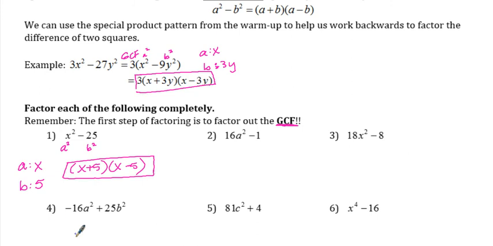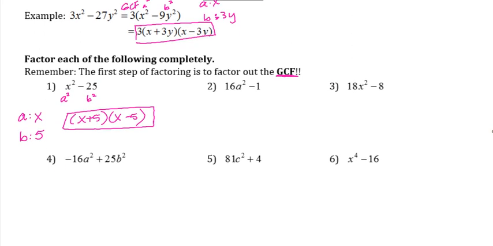If we look at number 2, let's first look for a greatest common factor. I don't see one, so I immediately launch into defining what a and b must have been. If this whole thing was a squared originally and this whole thing was b squared originally, what must have been squared to get here? To get here, I squared 4a. To get here, I squared 1. Now that I've identified a and b, I build my factors. 4a plus 1 and 4a minus 1.